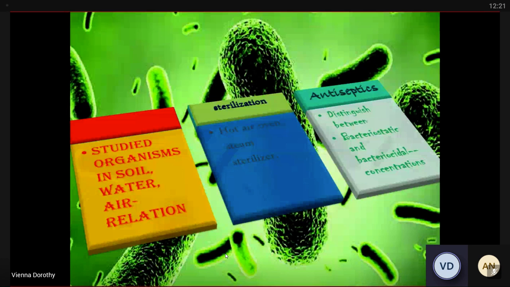That is present in soil, water, and air. Okay, how are they related? All these studies he has done, basically in bacteria. Okay, another important thing, that is one other contribution of his.